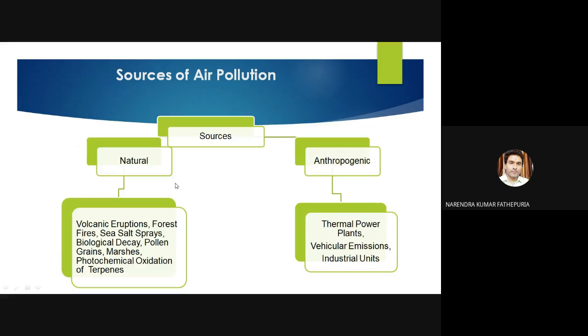There are two types of sources of air pollution. One is natural sources. Another one is anthropogenic sources. Anthropogenic means man-made, that man has created this pollution. If you see the natural sources of pollution, we have forest fires, volcano eruptions, sea salt sprays, biological decay, pollen grains, marshes, and photochemical oxidation of terpenes. Thunderstorms sometimes, right? So volcano eruptions are among the main natural reasons for air pollution.